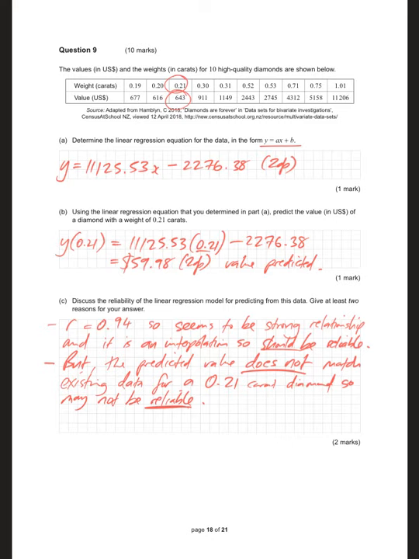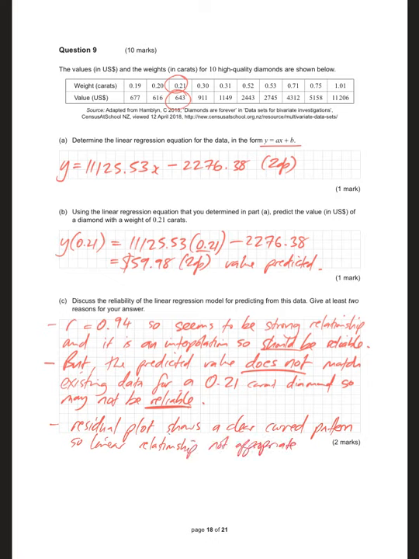To finish off answering this question, the residual plot shows a clear curved pattern. So a linear relationship is not appropriate for the data. So that's a weird one. This question needed you to go on and try to answer it to be able to do a better answer for part C.